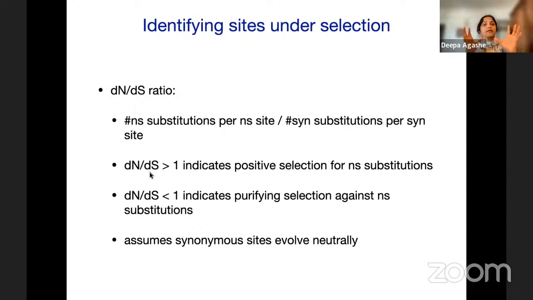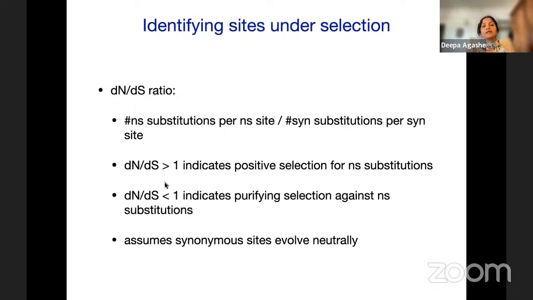So given this 2/3 and 1/3 more or less distribution for any given sequence, we can calculate what is the expected DN by DS ratio if sites are evolving under complete neutrality, right? And so a DN-DS ratio of more than 1 indicates positive selection for non-synonymous substitutions. And why is that the case? We're basically saying, compared to how many non-synonymous substitutions were possible in this sequence, are we seeing many more non-synonymous substitutions compared to the relative increase in the rate of synonymous substitutions?